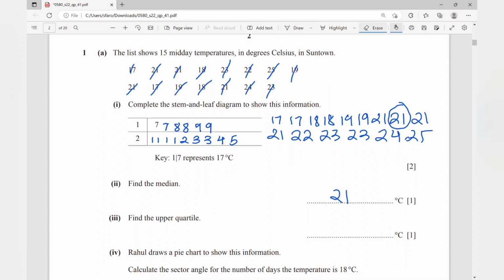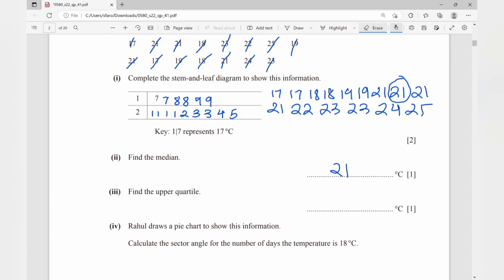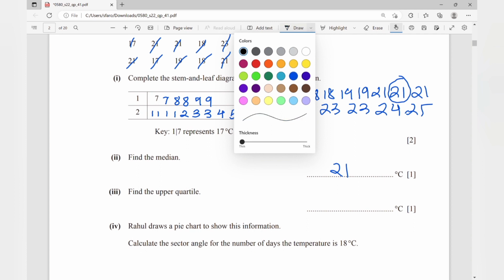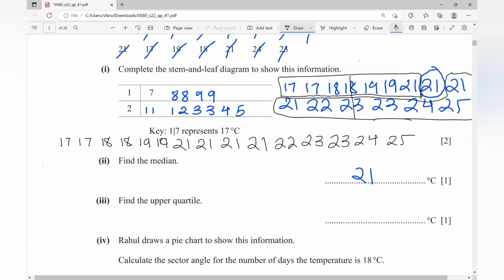Part 3, find the upper quartile. Okay, quarter means that you are dividing something into 4 parts. So if I divide all these numbers into 4 parts, we already have the median. I'll just divide this into 4 parts. Okay, so 1, 2, 3, 4, 5, 6, 7. This 21 is the median. 1, 2, 3, 4, 5, 6, 7.